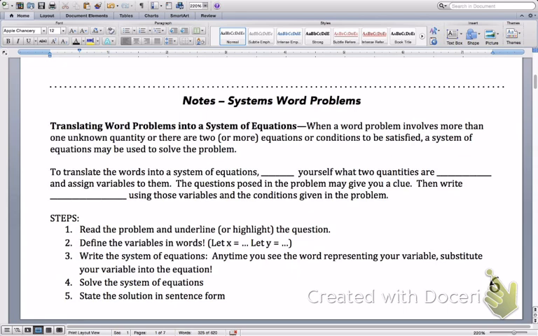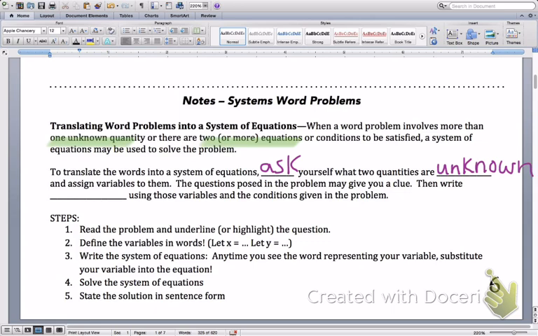When a word problem involves more than one unknown quantity, and there are two or more equations or conditions to be satisfied, a system of equations may be used to solve the problem. So the general idea is to translate words into the system of equations. You always want to ask yourself, what two quantities are unknown? So what is it that I'm being asked to find out? And assign that a variable.